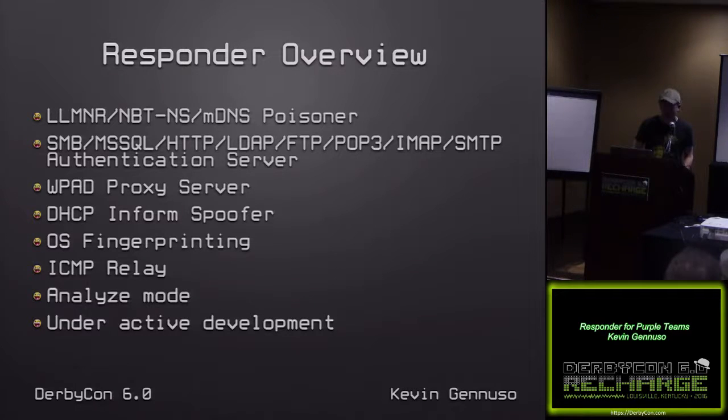Pretty important stuff. It can do OS fingerprinting. It can also detect if the network it's on can do ICMP relaying, which might allow you to get in the middle of traffic in a different way. And we'll talk about analyze mode as well. And this tool is under active development. The latest commit on Git just occurred at the beginning of September. So they're constantly adding new features to this thing.